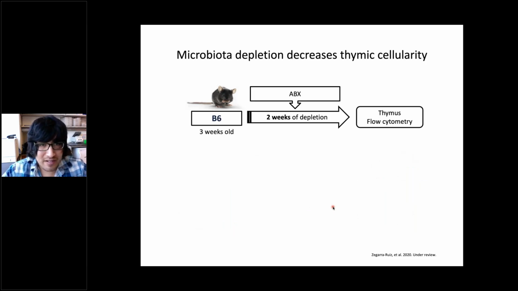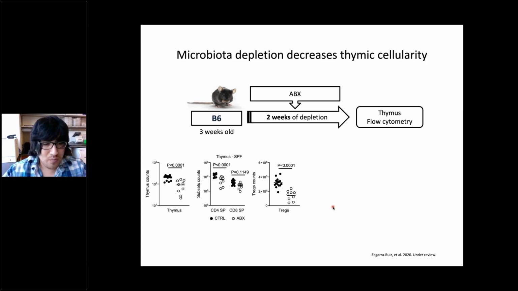To test if microbiota as a whole had an effect in this process, what we did was deplete gut microbes with antibiotics for 2 weeks. So we gave antibiotics to mice at weaning, and then after 2 weeks, we collected the thymus, and we analyzed total thymic subsets. And we found that depletion of the gut microbiota decreased total thymic cellularity, and also numbers for CD4 and CD8 single positive cells, and also total numbers of regulatory T cells in the thymus, suggesting that the microbiota had an effect in this process as a whole.